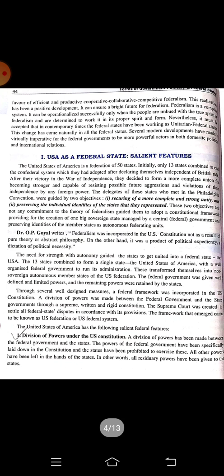Okay, next, in federal state we have a case study, that is USA. We are going to study about USA. USA has division of power, as it is a federal state. Again, the division of power has been made between the federal government and the states. The power of the federal government has been specifically laid down in the constitution. Okay, USA has a written constitution. Basically, we have assumed that a federal state has a written constitution, and written constitutions are rigid by their own nature.